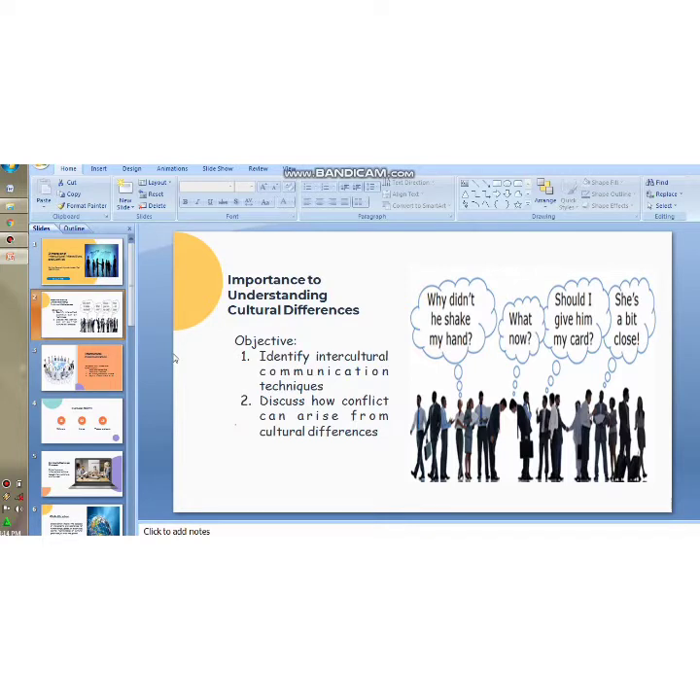The next slide is Importance to Understanding Cultural Differences. Intercultural communication offers the ability to deal across cultures, which is increasingly important as the world gets smaller. Getting smaller doesn't mean the world is becoming identical. It means having more and more contact with people who are culturally different. Importance to understanding cultural differences has two objectives. The first is identify intercultural communication techniques, and the second is discuss how conflict can arise from cultural differences.